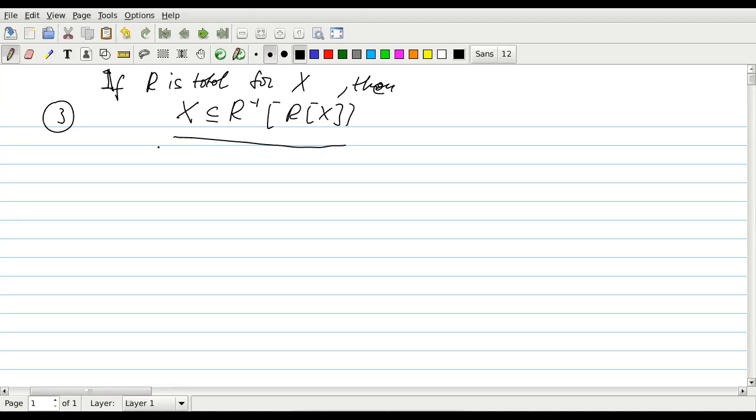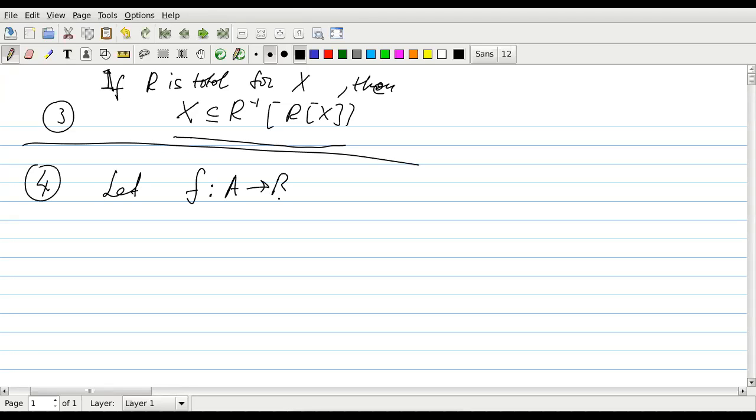It's clear. So that's clear. Then let's continue. Number 4. What does it mean that a relation is a function from A to B? So let f be a function from A to B. What does it mean? Total and splitting. So f is a relation between A and B, and f is which? Functional and total on A. Total for A, of course.